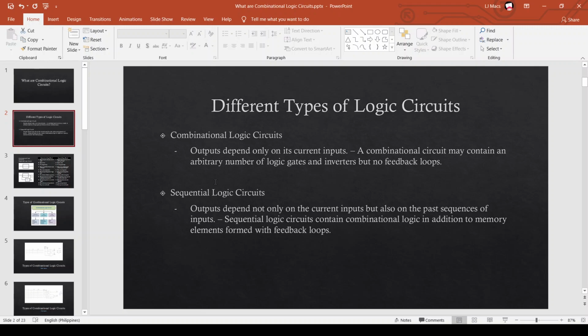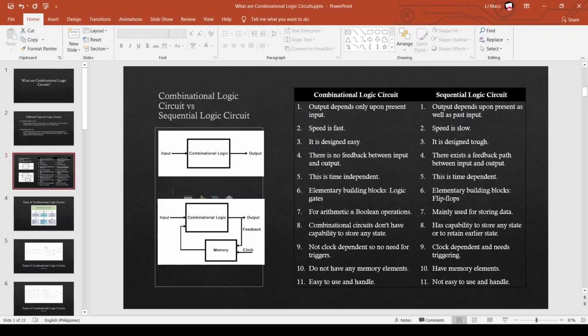A sequential logic circuit has a feedback loop, and the outputs depend not only on the current inputs but also on the past outputs. So here we have 11 differences between combinational and sequential logic circuits.